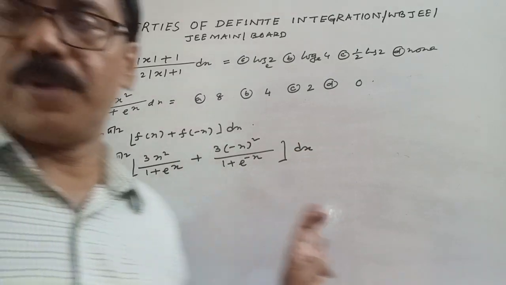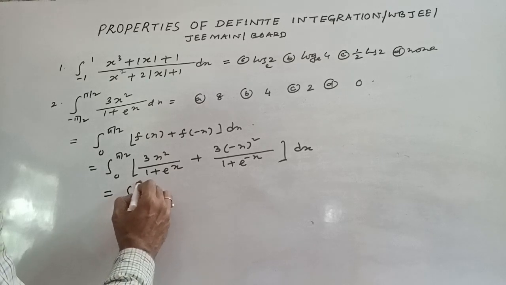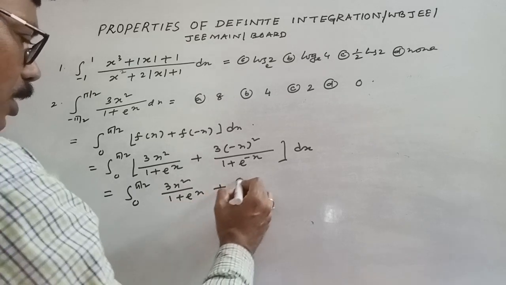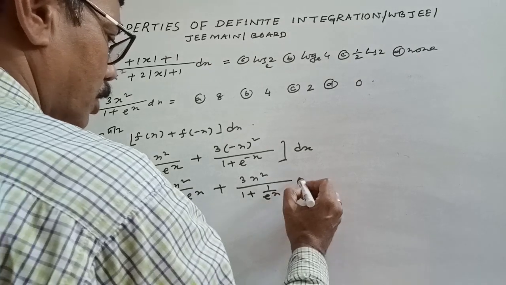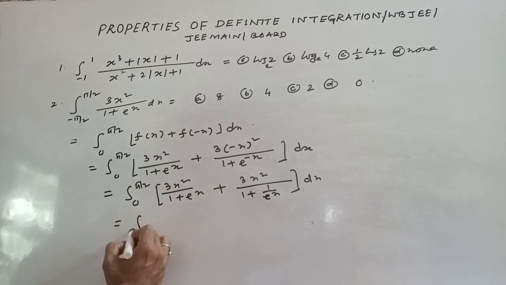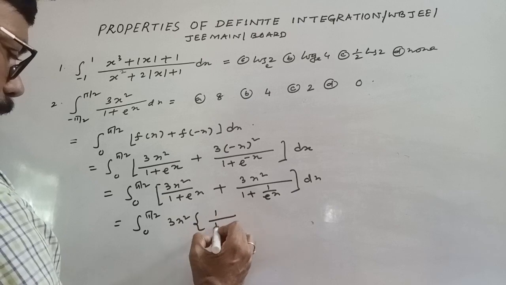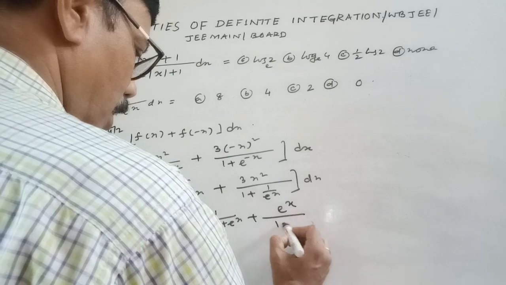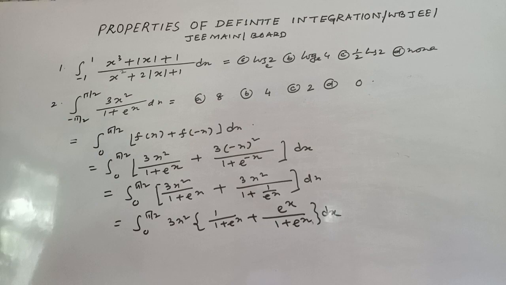So, proof is already given. Now this one, 0 to pi by 2, 3x square, 1 plus e to the power x. This is also 3x square, 1 plus 1 by e to the power x. Now 0 to pi by 2, 3x square common. So 1 by 1 plus e to the power x, e to the power x will be at the numerator and you get this one.